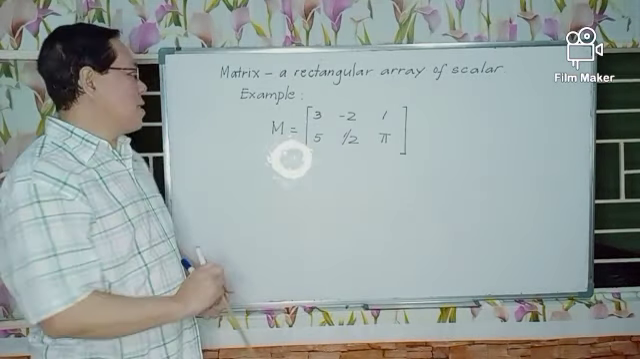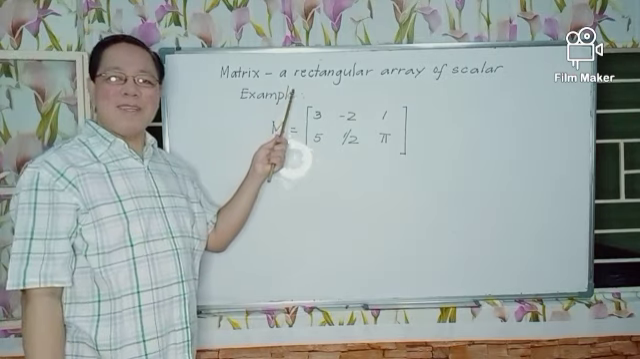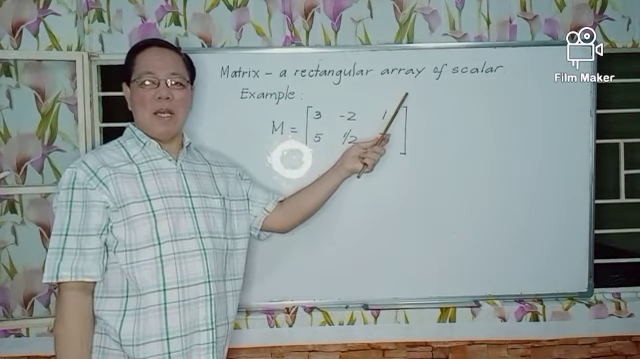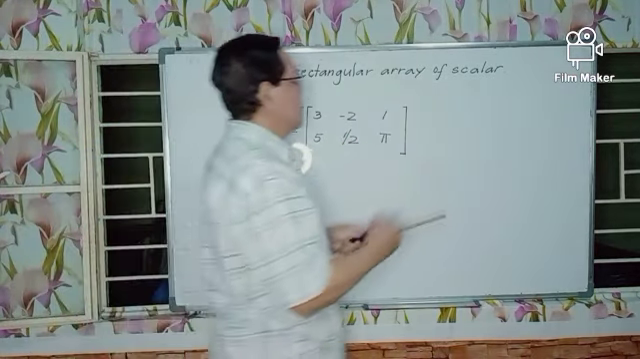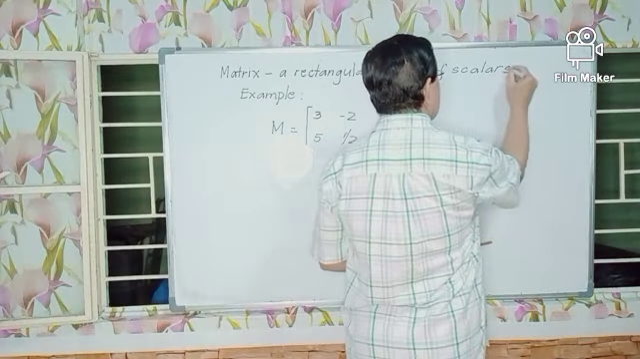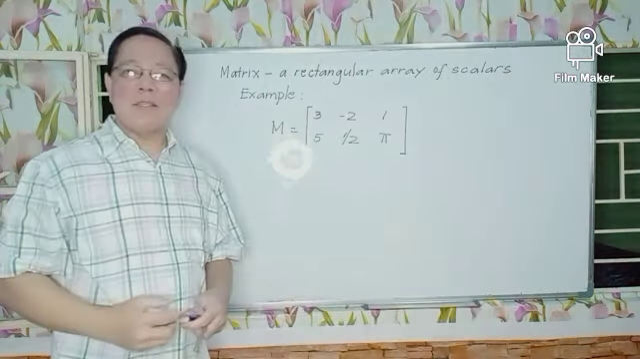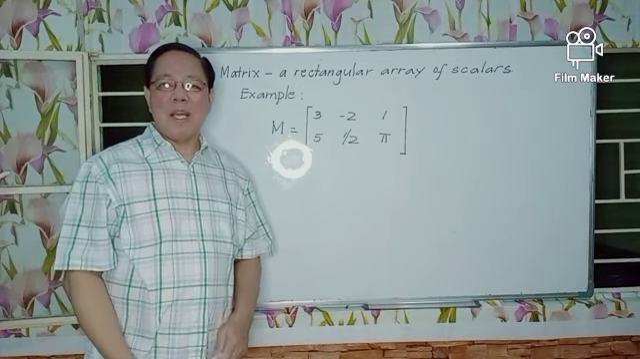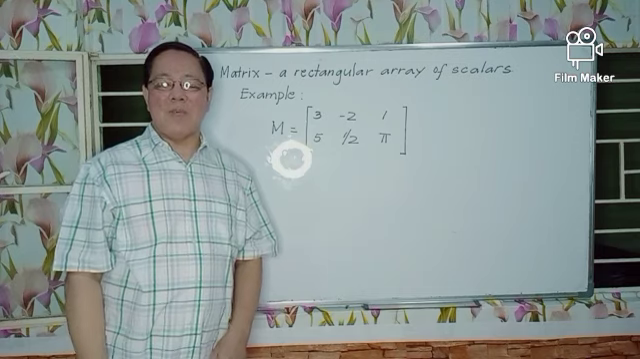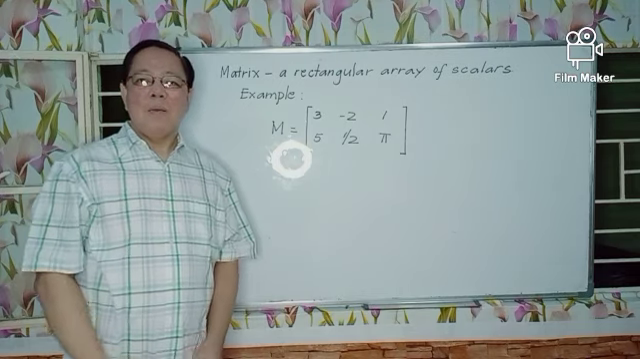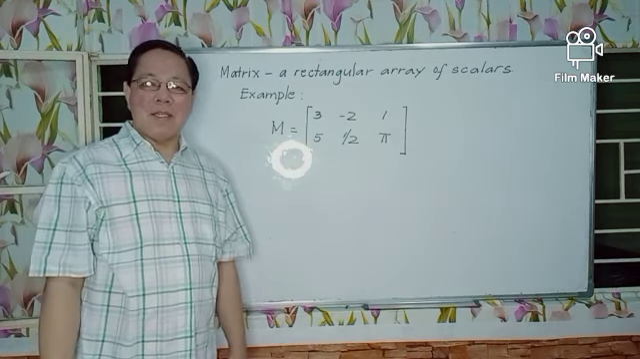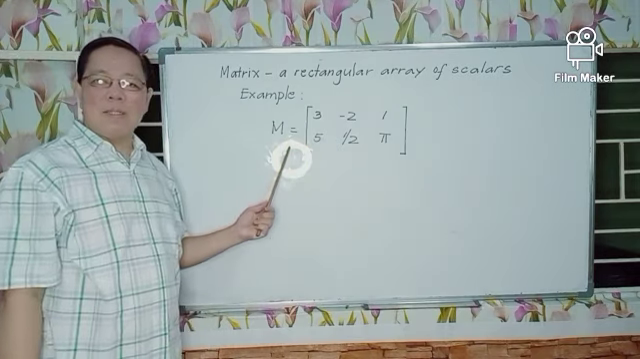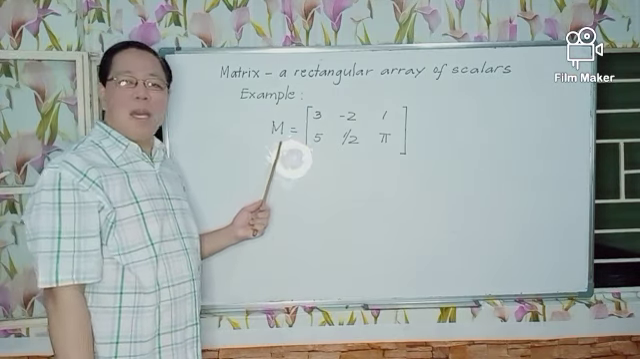Again, a matrix is a rectangular array of scalars. Scalars are elements of the set of real numbers, or they may be elements of the set of complex numbers. One example of a matrix is this matrix denoted by M.